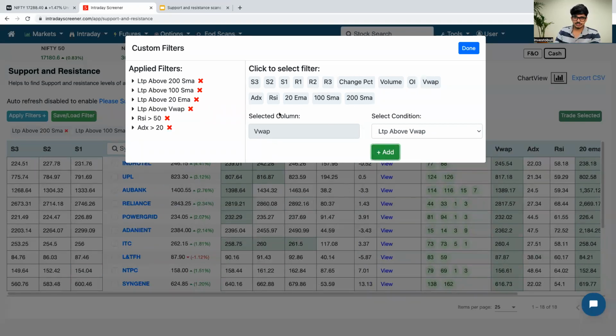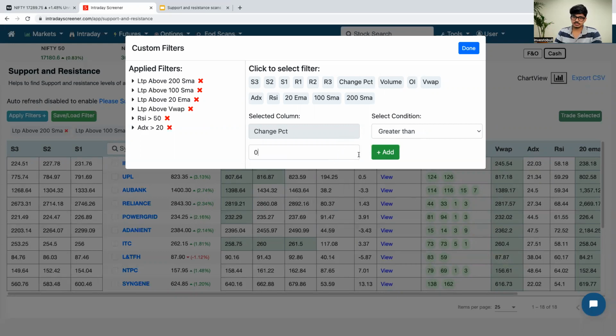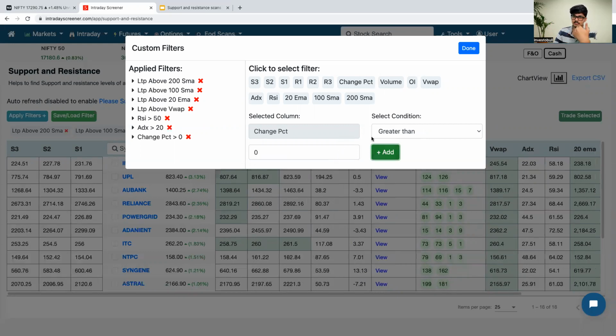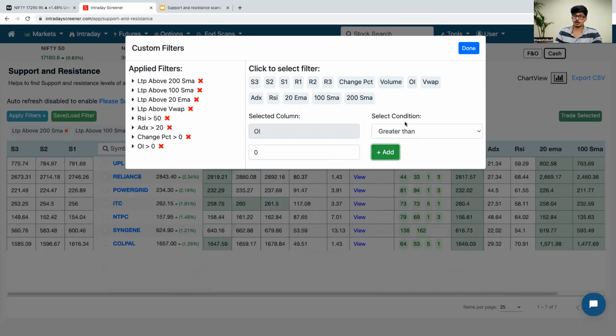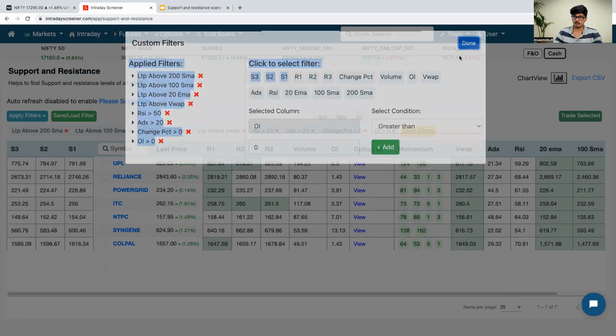I have already mentioned the correlation between the percentage change in volume or price change with respect to open interest. Let's say we want to take trades in long build-up stocks. What happens in long build-up? The change in percentage should be greater than zero, that means it should be positive. And when it comes to OI, it should also be positive. Now you'll be getting the stocks.